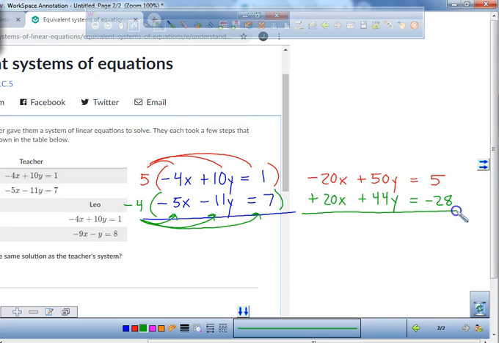All right, let's check our work right here. Negative times negative is a positive. Negative times negative is a positive 44. Negative 4 times 7, everything's good to go right now.